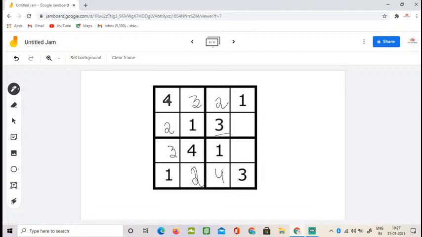So here 2 and 4 are the missing numbers. Here you cannot give the number 4 and here you cannot give the number 2. So let me write 4 over here and 2 over here. Again our Sudoku has got completed.